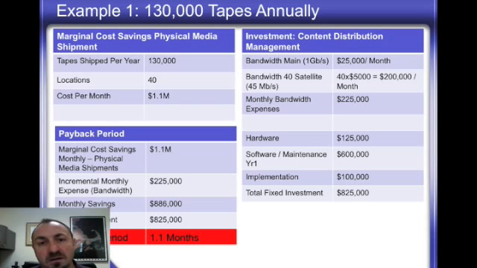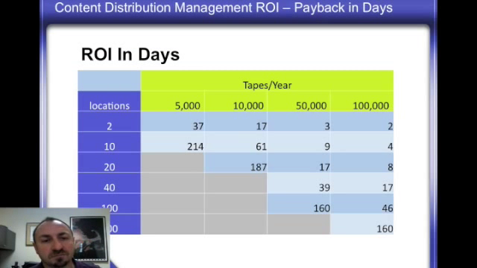Now, there's a lot of variables here, but what could it be? Worst case, if I'm off by 3 times, it's going to be a 3-month payback. That's just an incredible ROI. So that's a great example.